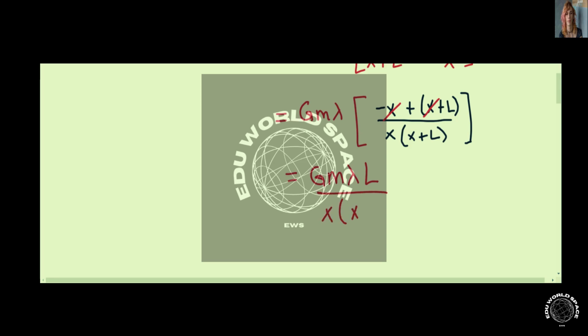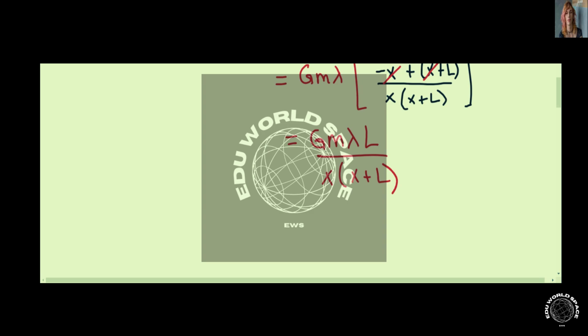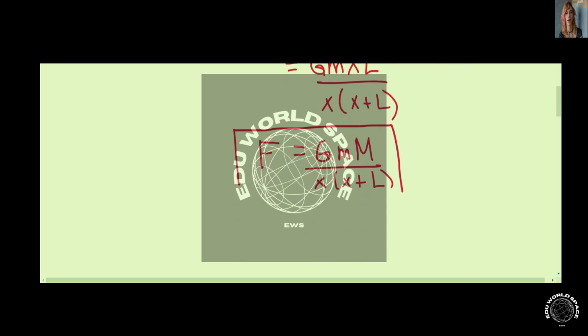over x times x plus L. We can simplify this even more by noticing that lambda times L is just the mass, right? So the linear density times the length is just going to give the total mass of the rod. So we've got G little m, big M is the mass of the rod, over x times x plus L on the bottom. So this is a final expression for the force from the rod on this little mass m.